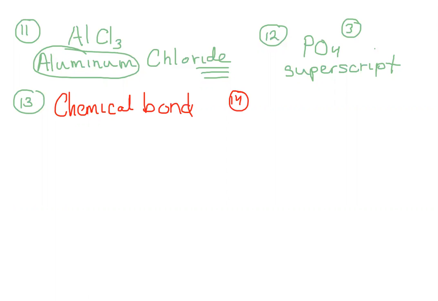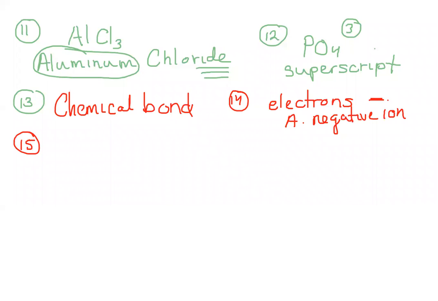Number 14, which of the following has gained an electron? Remember that electrons have negative charge. They're negative. So if you gain a negative, you become negative. So the answer here is A, and it's a negative ion. It seems a little opposite, that when you gain an electron, you become negative, and if you lose an electron, you become positive. But that's because it has a negative charge.